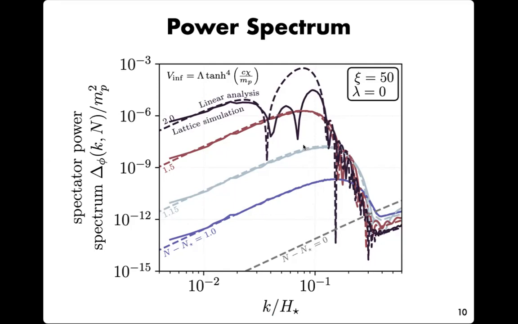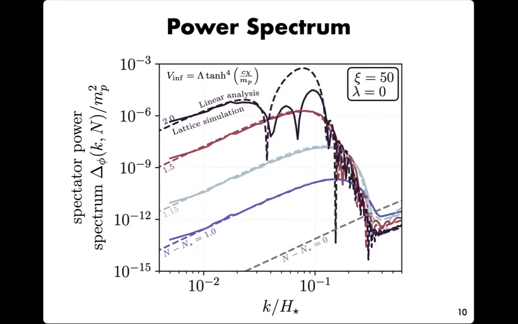Then as time evolves, you see the agreement is still very good. But then once you start to hit about 2 e-folds, you start to see that really the wheels fall off the wagon, and the lattice simulation is giving you something that looks very, very different to the linear analysis. And here, what's actually the case is the lattice simulation is correct, and the linear analysis is completely wrong.